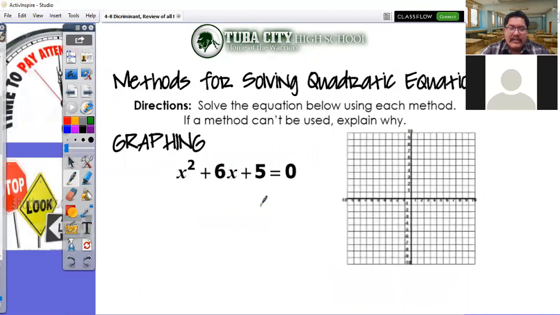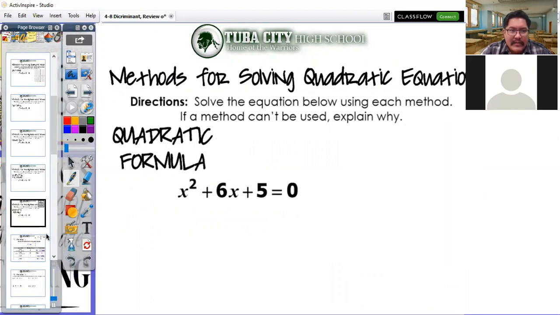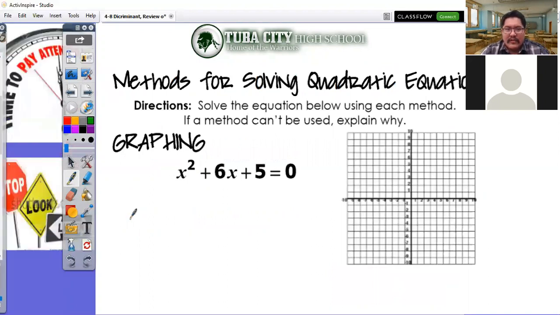So what we're going to do is take one problem. I think these are all going to be the same one. Yeah, it's all x squared plus 6x plus 5. So we're going to take this one problem and solve it in most of the ways, I think about all of the ways that we've covered before. So graphing, how do you graph this?